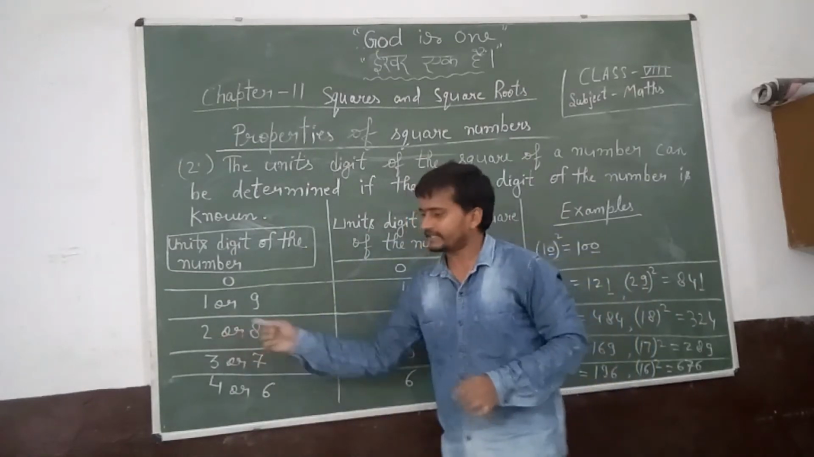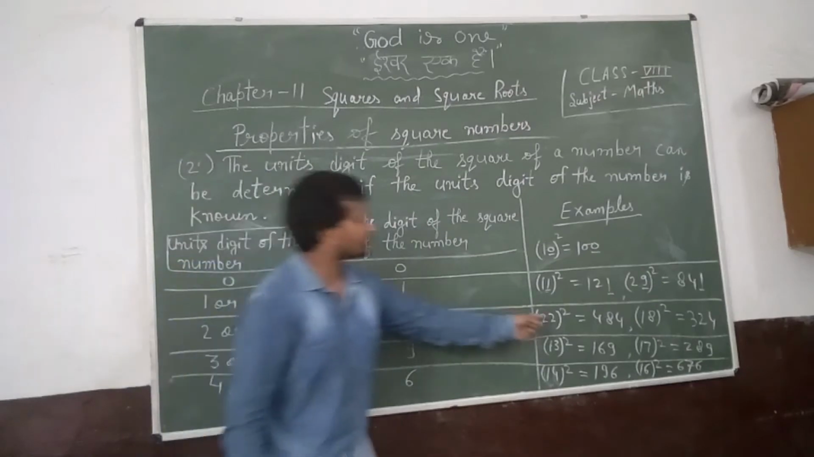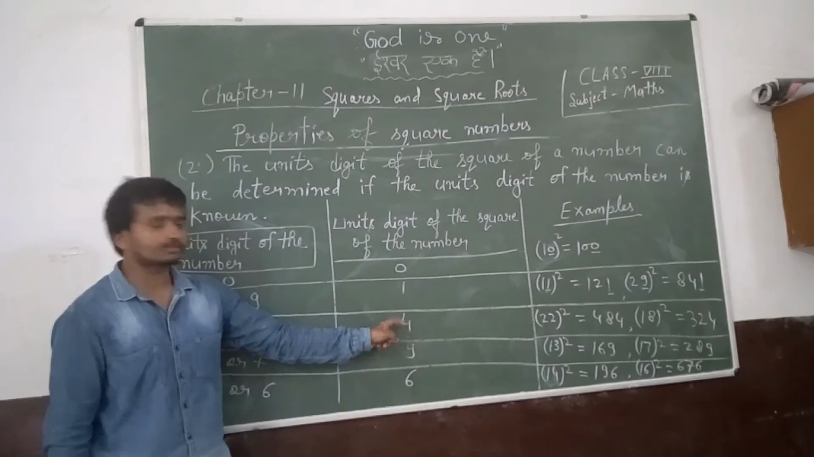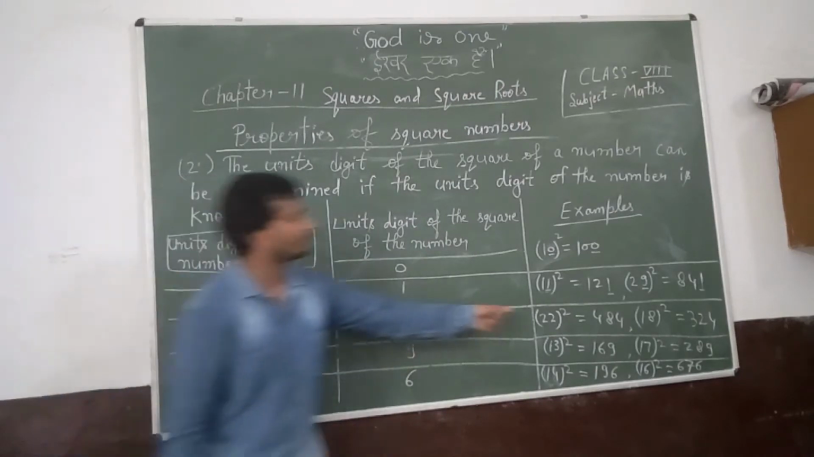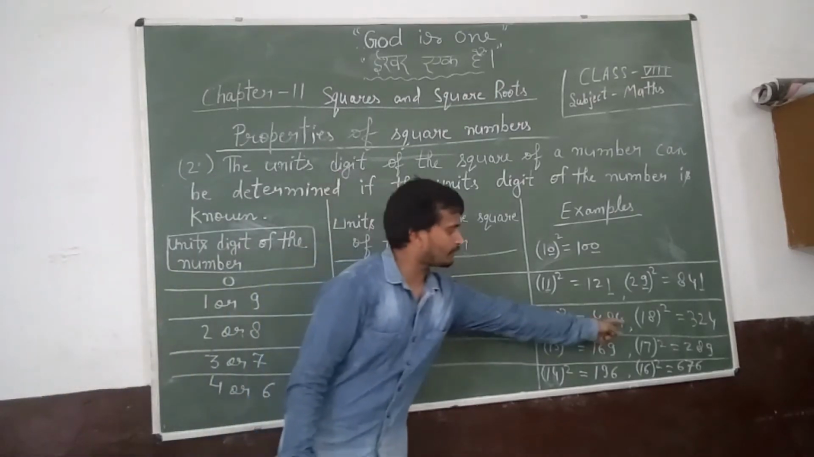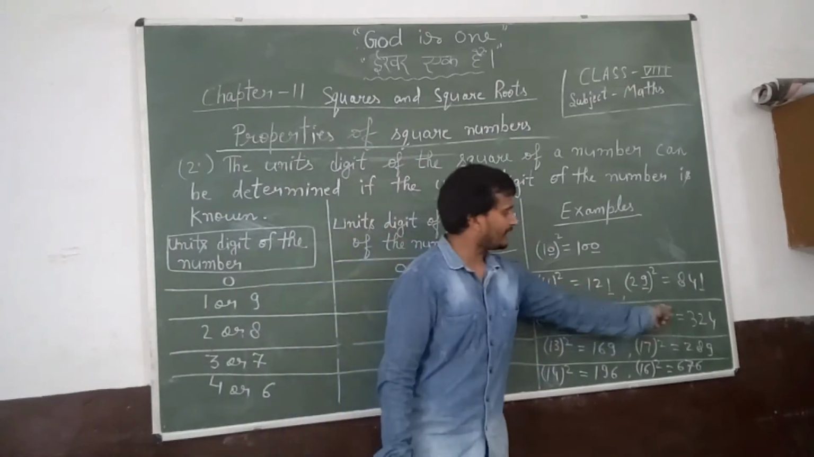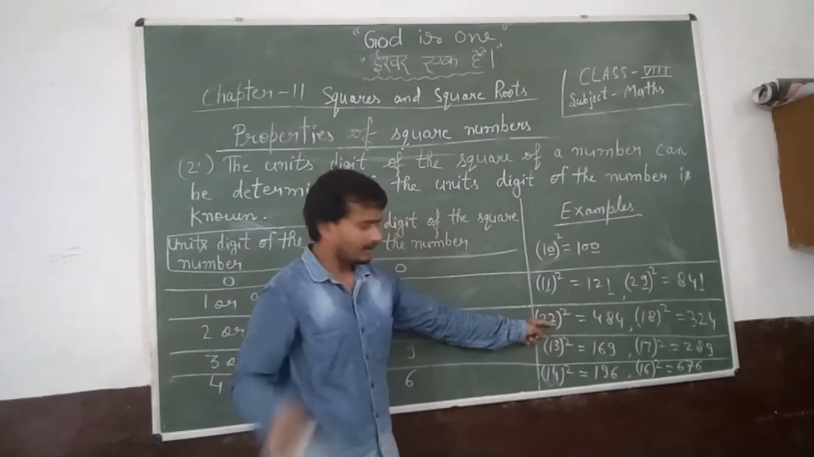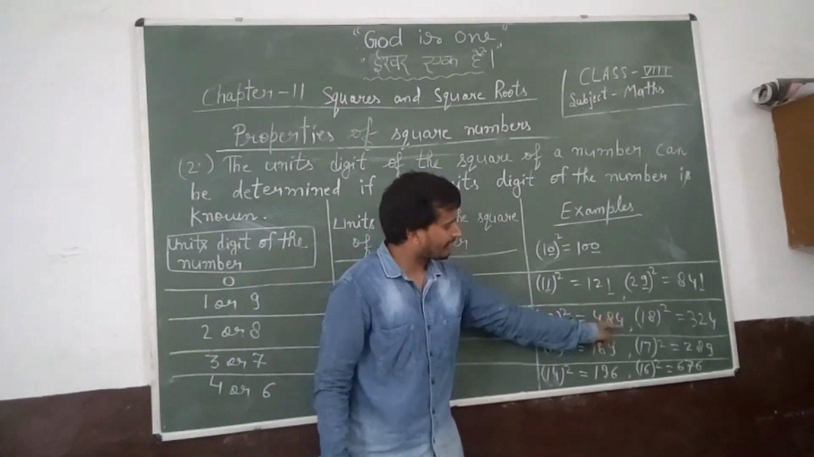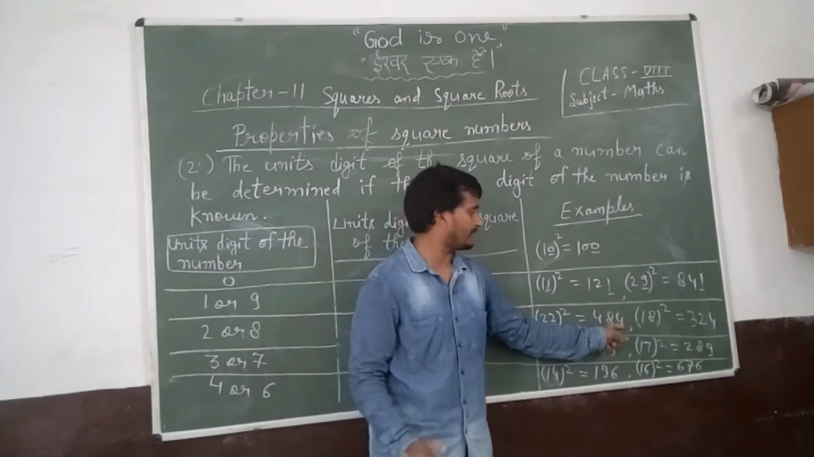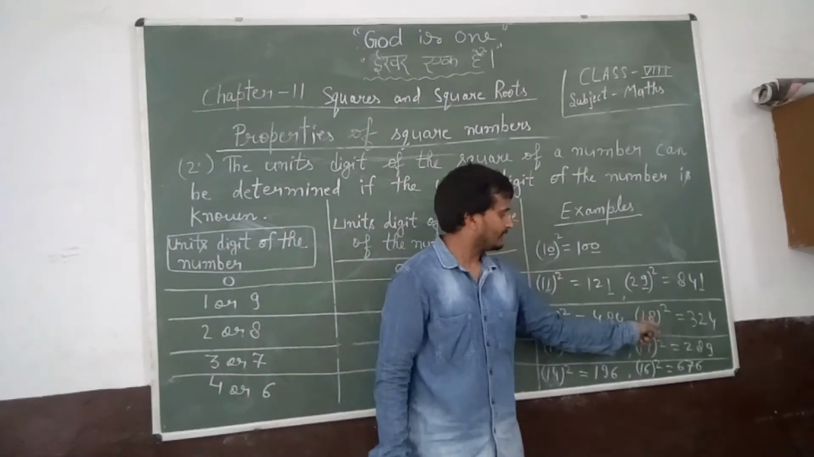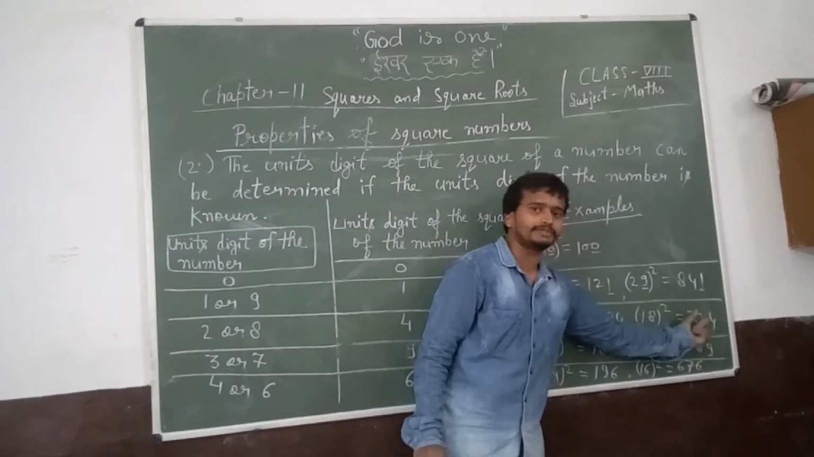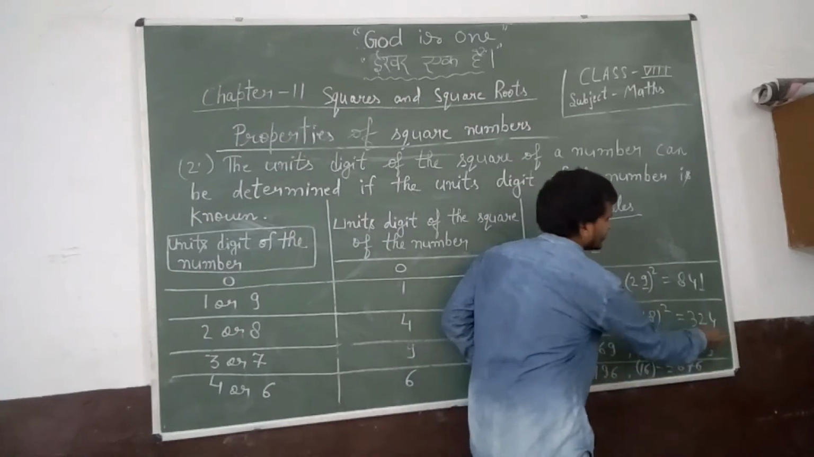Next is 2 or 8. If the digit at unit place is 2 or 8, then the digit at the unit place of the square of the number is always 4. For example, the square of 22 is 484 and the square of 18 is 324. Here the digit at unit place is 2, so the digit in the square of the number at unit place is 4. In 18, the digit at unit place is 8, and in the square of 18, that is 324, the digit at unit place is 4.